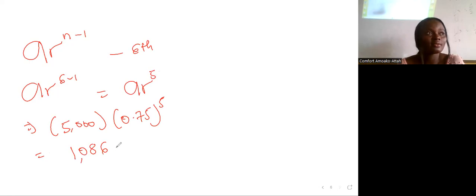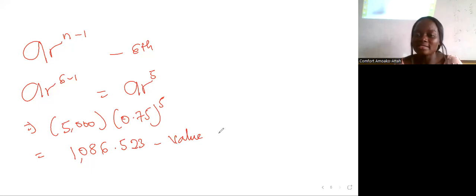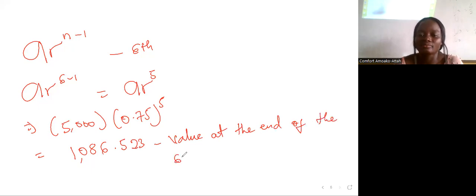1,186.523. All right, so let's say 1,186.523. And this is the value we are going to get at the end of the sixth term or the sixth year. At the end of the sixth year. Are you okay? Now we move to the last one.